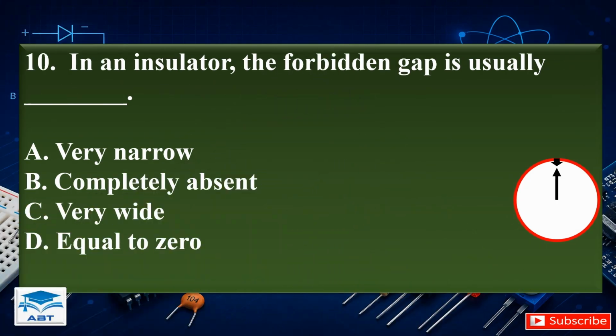10. In an insulator, the forbidden gap is usually A. Very narrow. B. Completely absent. C. Very wide. D. Equal to 0. The answer is C. Very wide.